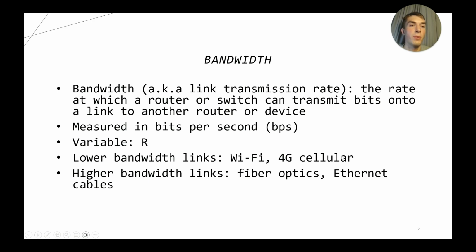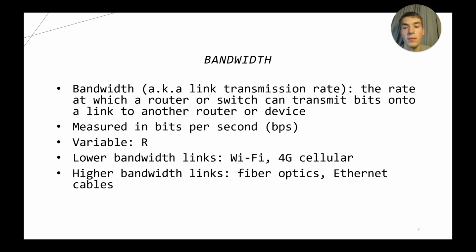So one important term that we're going to need to define here is bandwidth. Bandwidth is also known as link transmission rate, and it's simply the rate at which a router or other device is able to transmit bits over a certain link, a link being a medium in a way that two routers or other devices are going to be able to connect to each other. And so bandwidth is going to be measured in bits per second because it's how many bits a device can push onto a link every second. And it's represented by the variable r, typically.